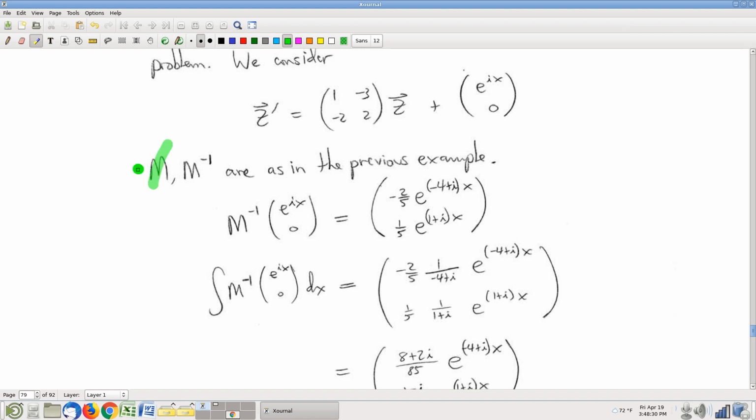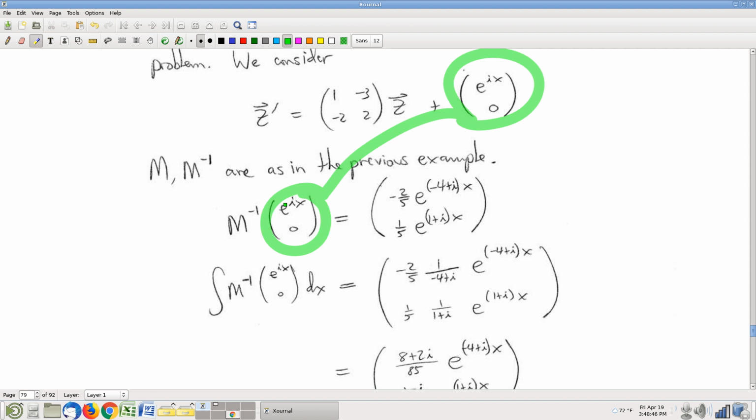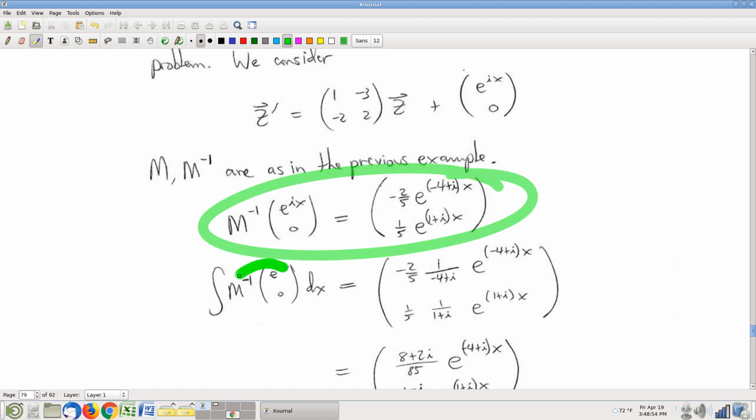And with that in mind, same game. By the way, same homogeneous part. So the M in this question is the same as it was in the previous part. So there's the same M inverse. The next step is to multiply M inverse times G. There's the G. Multiply it out. It's a little trig, exponential algebra, and you get that. That's what you have to take antiderivatives of.